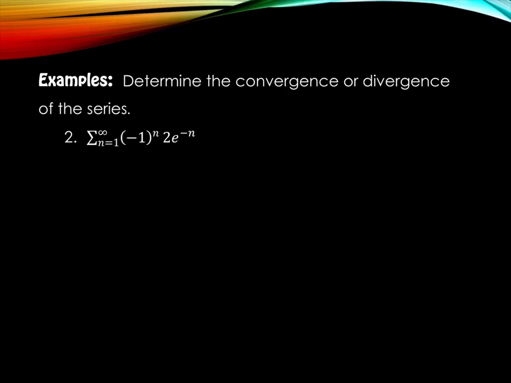Let's see. So on this one, we have another alternating series, that negative 1 to the n part. And we have 2e to the negative n for our a sub n part. So our first step is to determine what happens if the limit as n goes to infinity of 2e to the negative n.